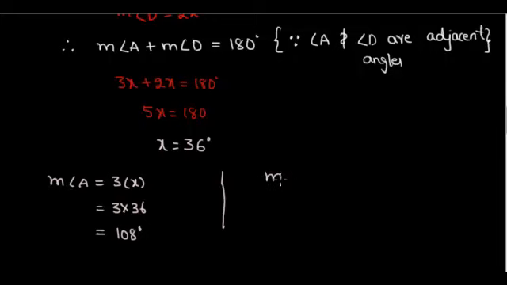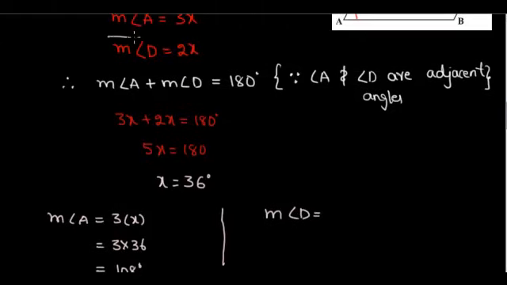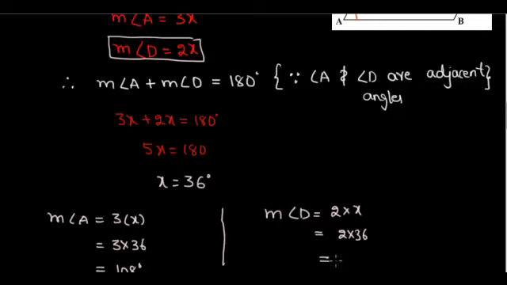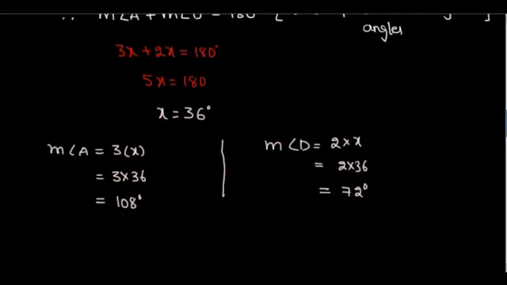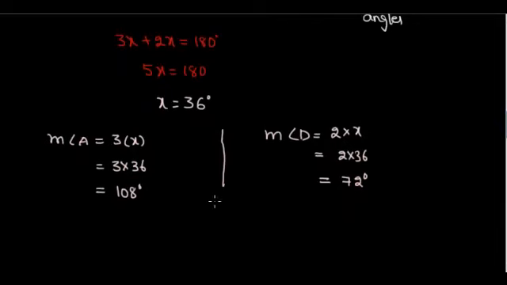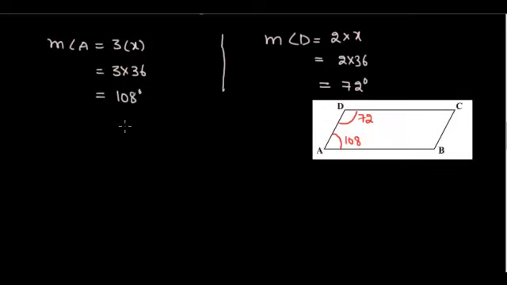Similarly we have the measure of angle D. We have the measure of angle D as 2x. Therefore in place of x we write 36. Therefore 2 times 36 is 72 degrees. We have got two adjacent angles of the parallelogram. Here we have angle A as 108 degrees and angle D as 72 degrees.